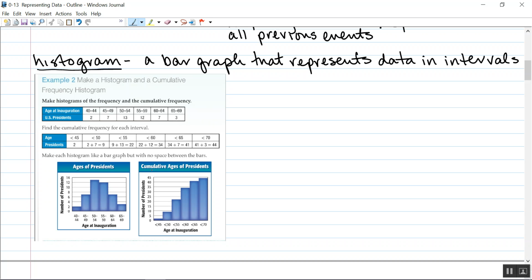So now notice this one says the cumulative ages of presidents, number of presidents again on the vertical, and age at inauguration on the horizontal. But notice this time it's going to be these values in the top box here: less than 45, less than 50, less than 55. So we have had 44 presidents, and I don't know the time range. Yeah, that could be for everything. 44 presidents who have been less than 70 years old when they became president.